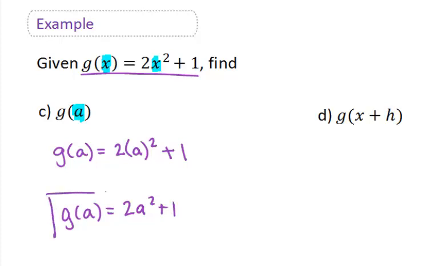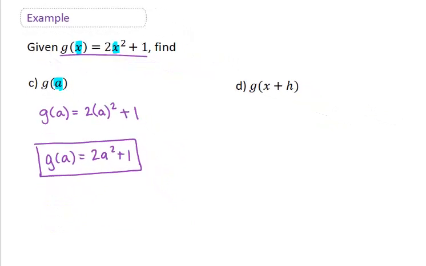So basically all we did in part C was we took out the x's and we put in the a's. We really just changed out the variable. The reason that we did part C is to help us with part D. How is it going to work when we're trying to figure out what G of x plus h is?